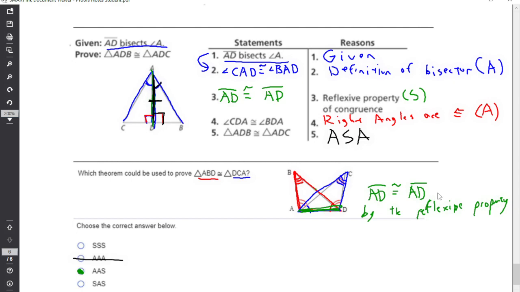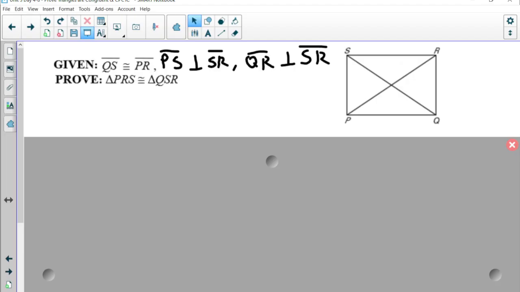So let's look at a proof that uses this idea. All right, this is on the second page of the notes. So we're being asked to prove triangle PRS congruent to triangle QSR. So I would like for you to take a minute and trace out those two triangles. Trace out where they are. Pause this for a minute, trace them out.